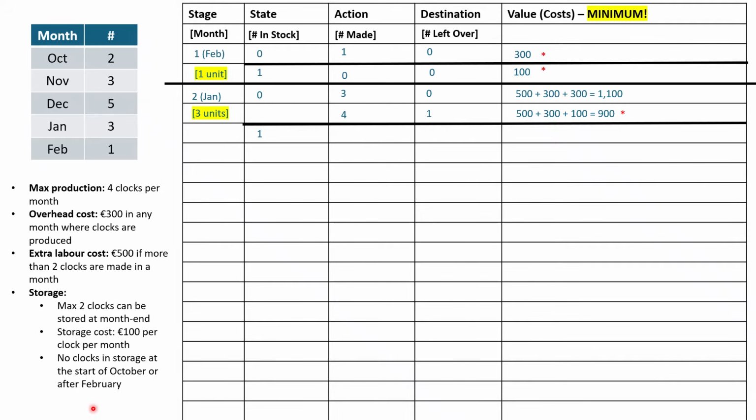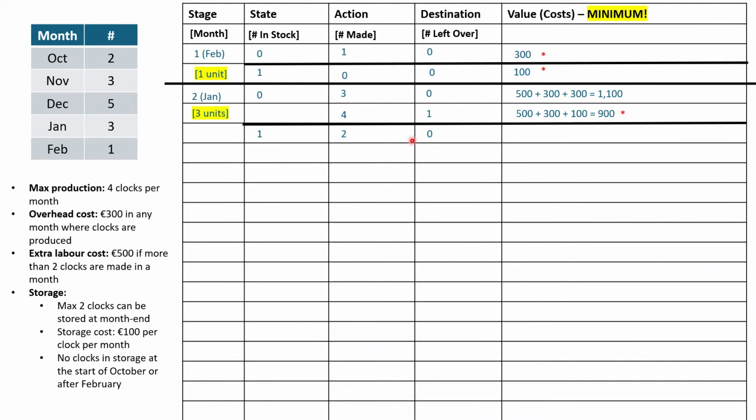So if we had 1 in stock, again, we could make 2, which will give us nothing left over. And if that were the case, we need to think about, okay, first thing, I have 1 in stock, so I need to think about the storage. Okay, so I have to take into account my storage. We made 2, so that's 300. We don't need the labor costs in this case because that's when it's more than 2.